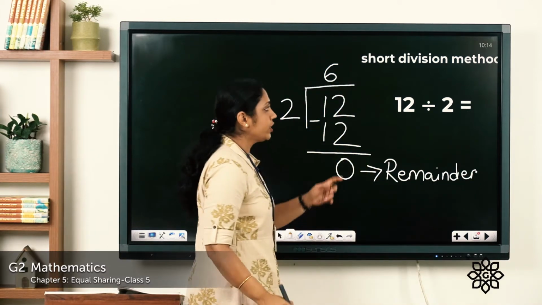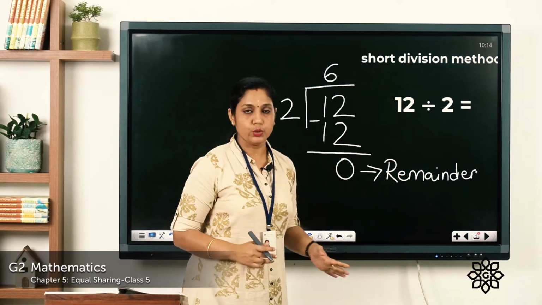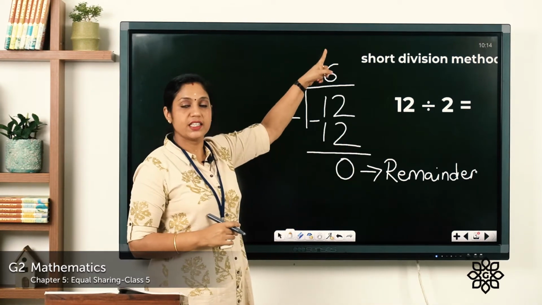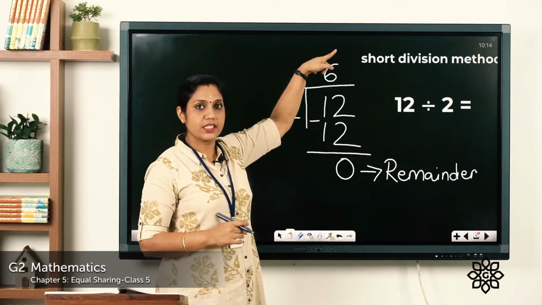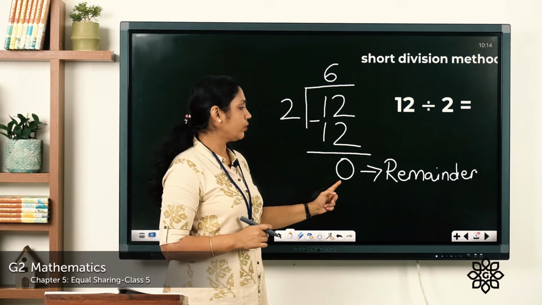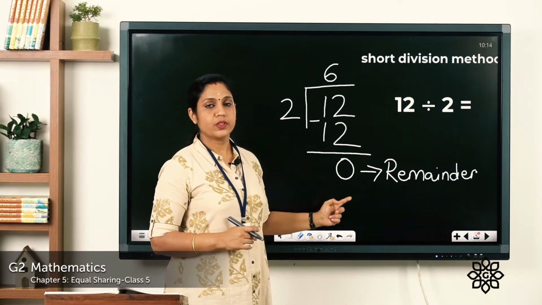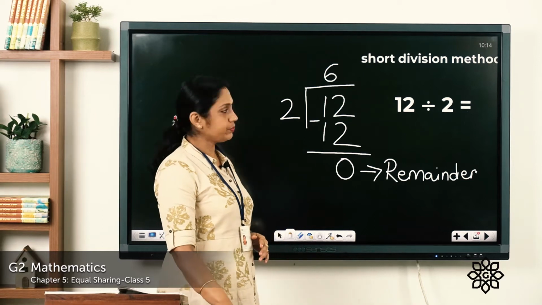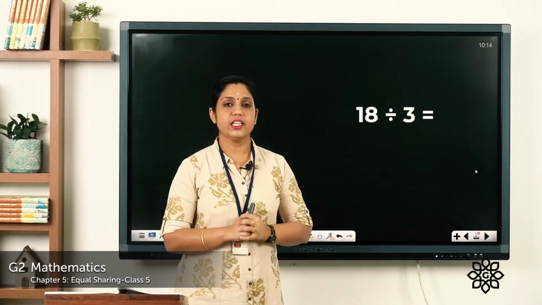So when we divide 12 by 2, the answer is 6. That we have to write on top of this line, and the remainder that we get, here it is 0. Let's do some more examples. Here we have 18 divided by 3.